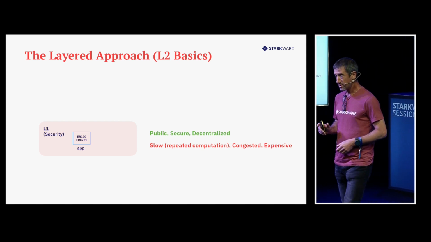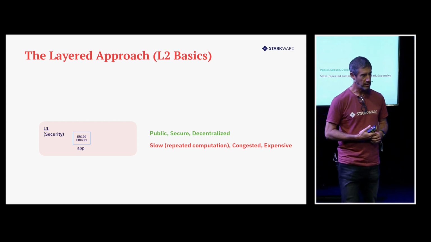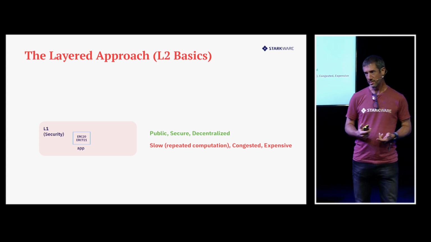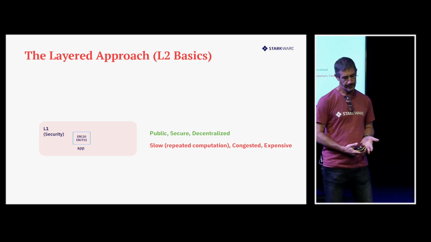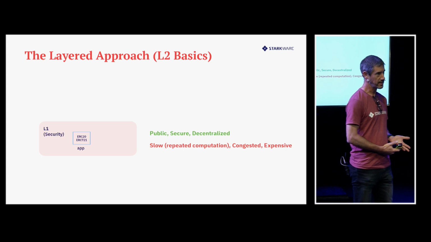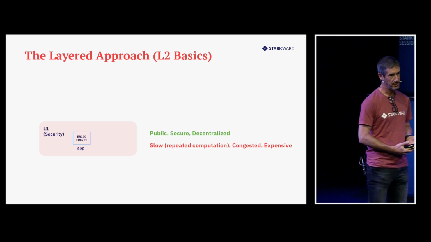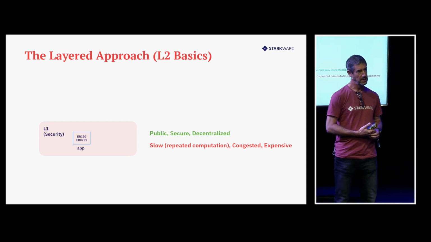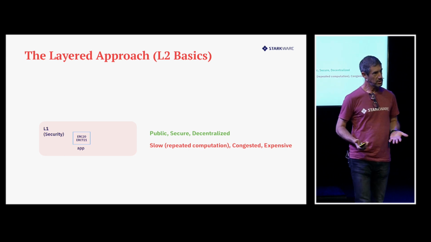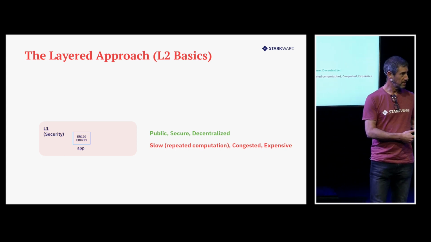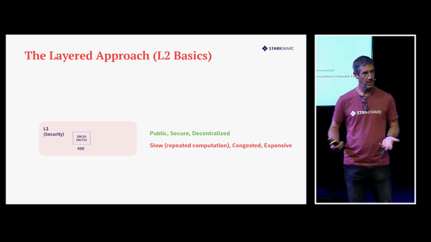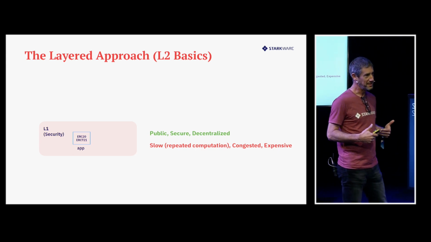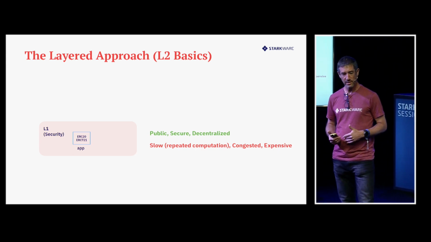So let's talk about the basics of layering, what the whole idea is about. So everything began with the blockchain. Layer 1. Layer 1 is public, it's decentralized, it's secure, but it's slow because all the computation on layer 1 is repeated, meaning every validator needs to recompute the transactions and validate they're okay.